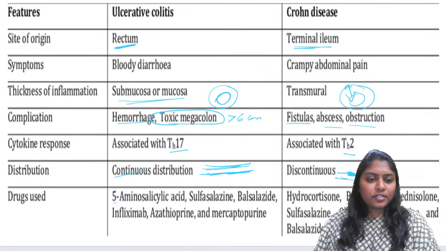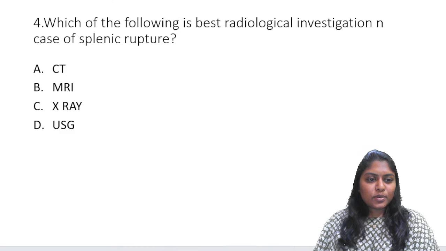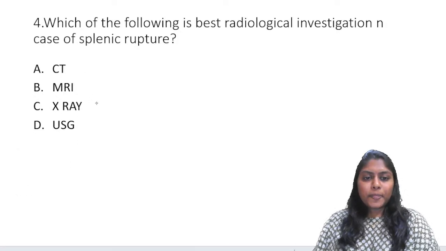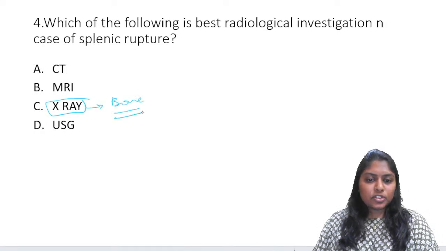That we can cover in medicine. So next, which of the following is the best radiological investigation in case of splenic rupture? CT, MRI, X-ray and ultrasound. So what is the purpose of X-ray? In X-ray, we see if there is any bone injury. That is the most important thing which you have to remember.